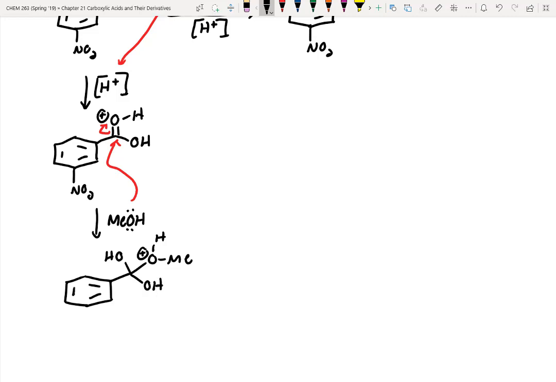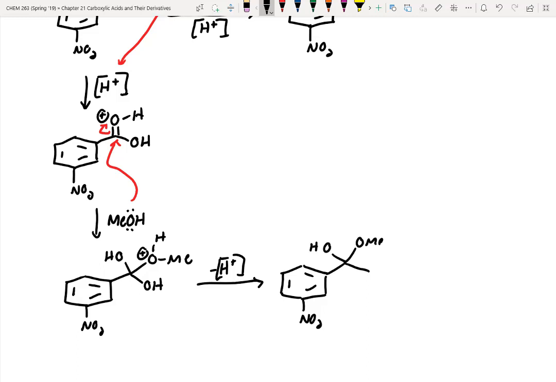All right, like we saw before, we can deprotonate to get to our neutral intermediate. Oops, I forgot my NO2. All right, if we look at our final product though, we want to keep one of these oxygens, right? We also want to keep that OMe group on there, which means we need to assess whether or not this is going to be a very good leaving group. What do you think?